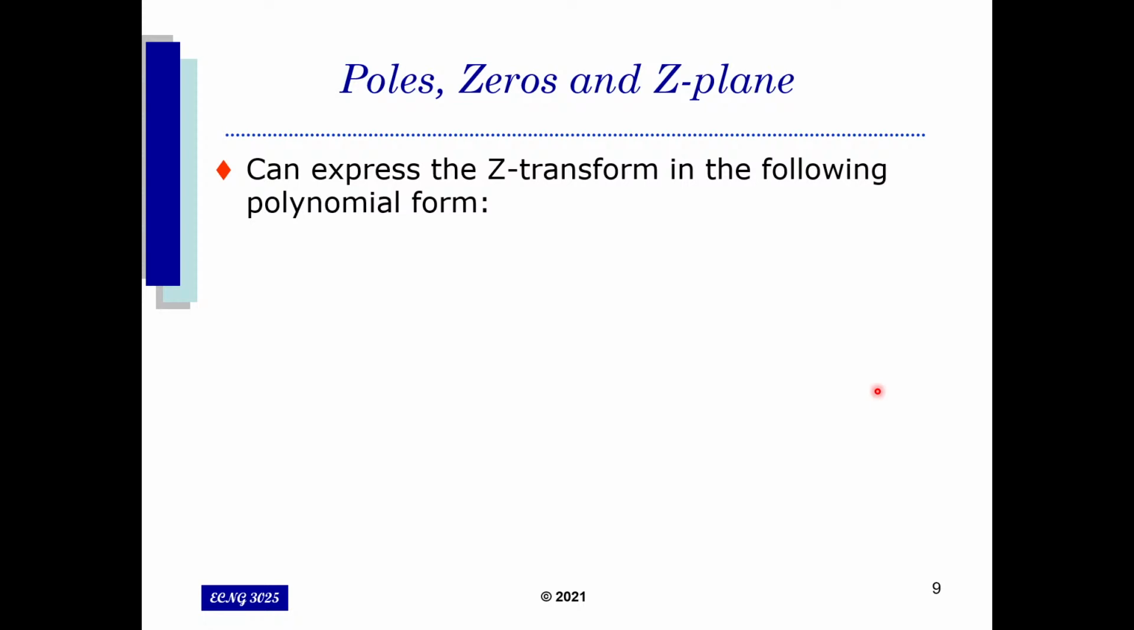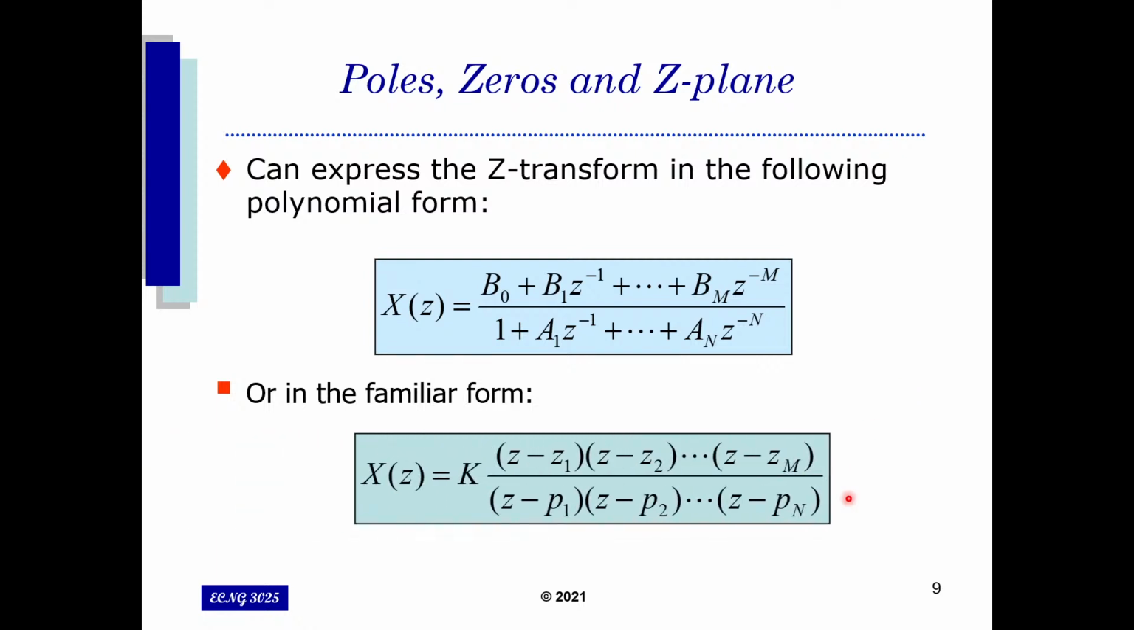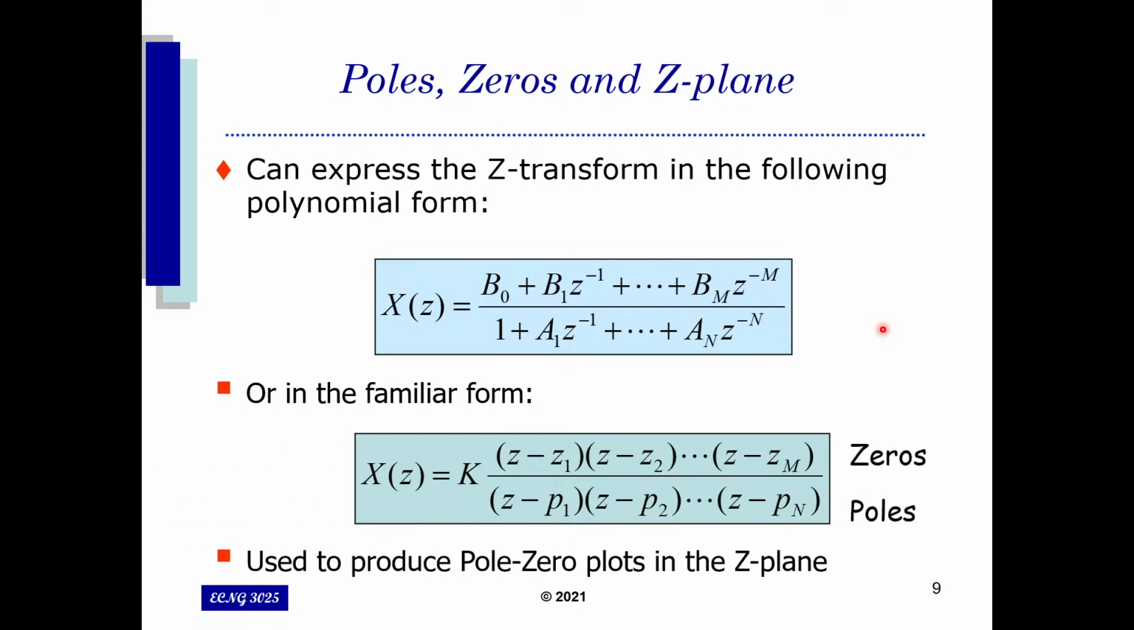Now it's possible for us to express the Z transform in the following polynomial form, where we have the maximum power of z possible down to the minimum power of z possible. So we have it in descending order of powers of z. Or in a very familiar form, which is going to be our poles and zeros form, where we have all the zeros on the numerator and all the poles on the denominator. And the pole zero form is also useful for performing and evaluating pole zero plots in the z-plane.